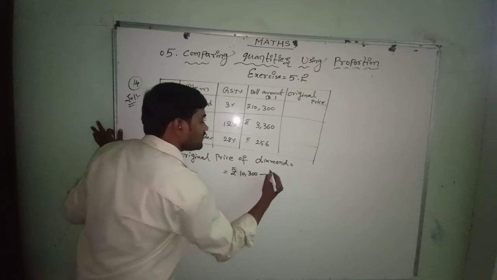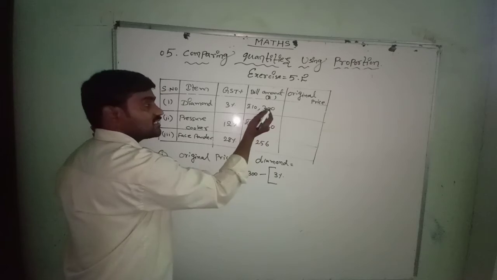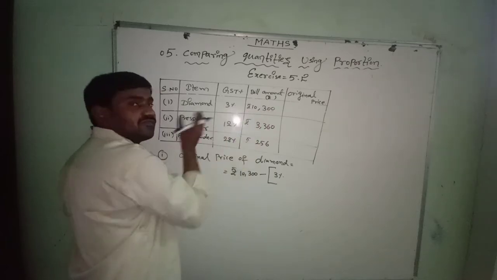10,300 minus, we have to subtract now this 3%, including 3% it is. This including 3% of GST amount we have to subtract.